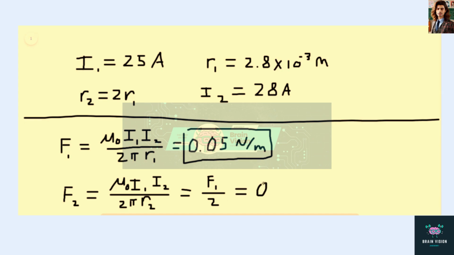So we find that this is equal to 0.025 newtons, and you divide it by 1 meter, it's 0.025 newtons per meter. We can box that in as our solution to the second part of the question.